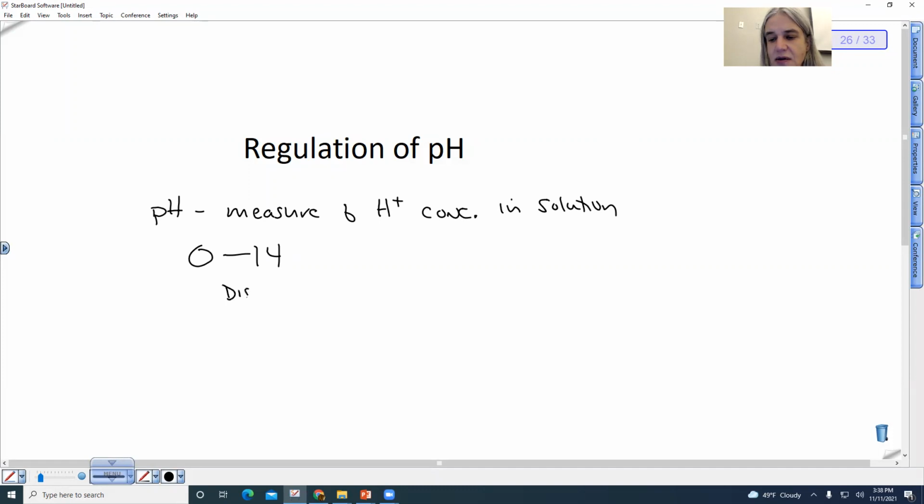So distilled water equals a 7. And then anything that is less than a 7 is an acid, or is acidic. So an acid is anything that is lower than 7. So a pH of 3 is going to be very acidic.